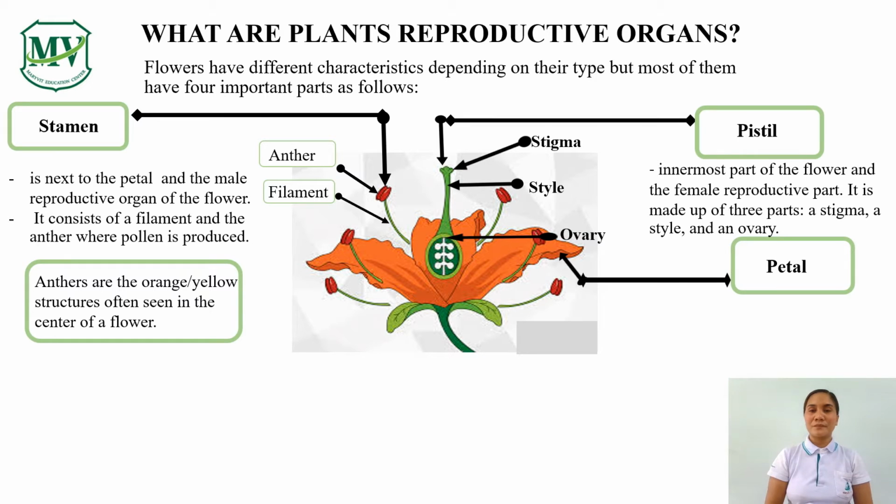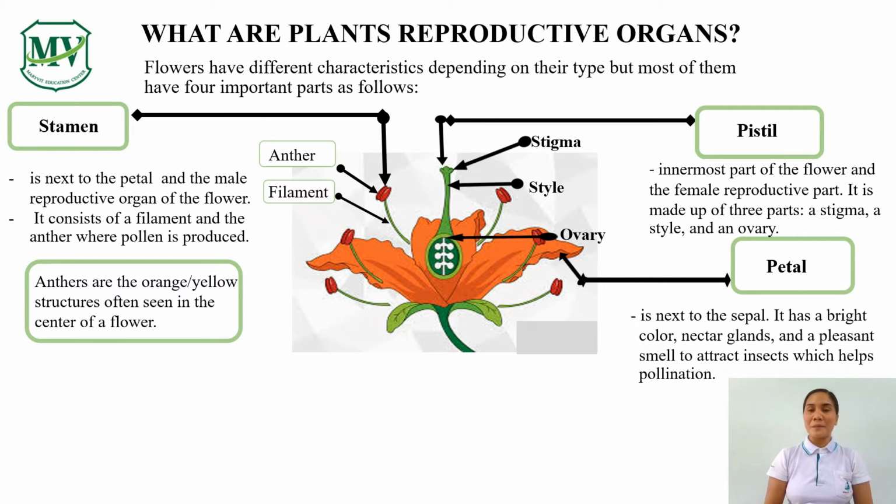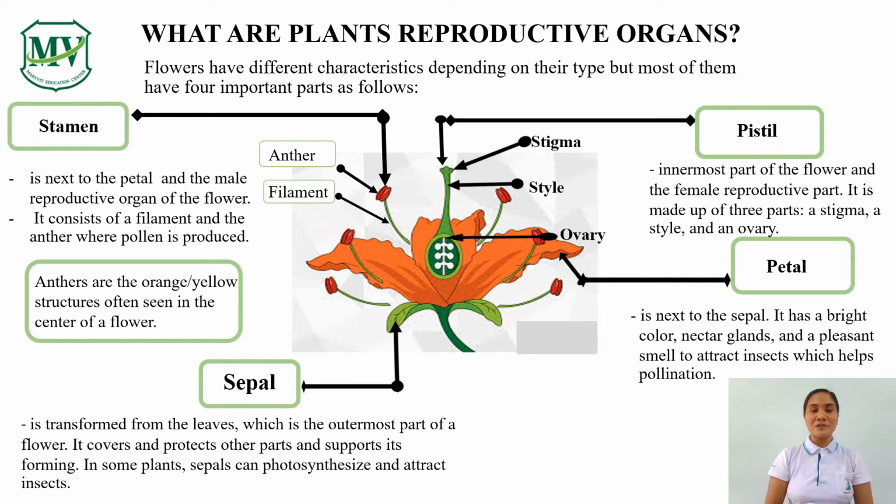Petal is next to the sepal. It has a bright color, nectar glands, and a pleasant smell to attract insects, which helps pollination. Sepal is transformed from the leaves, which is the outermost part of a flower. It covers and protects other parts and supports its forming. In some plants, sepals can photosynthesize and attract insects.